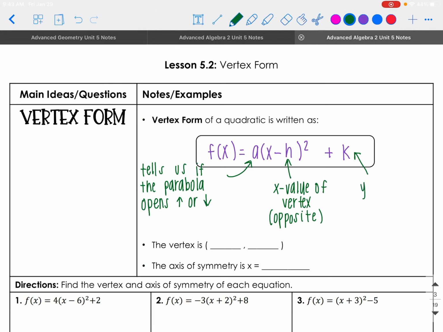And then k tells us the y value of the vertex. And this time you don't take the opposite. You only take the opposite of the first one. And so our vertex is (h, k), and then with our axis of symmetry, make sure you write x equals h.